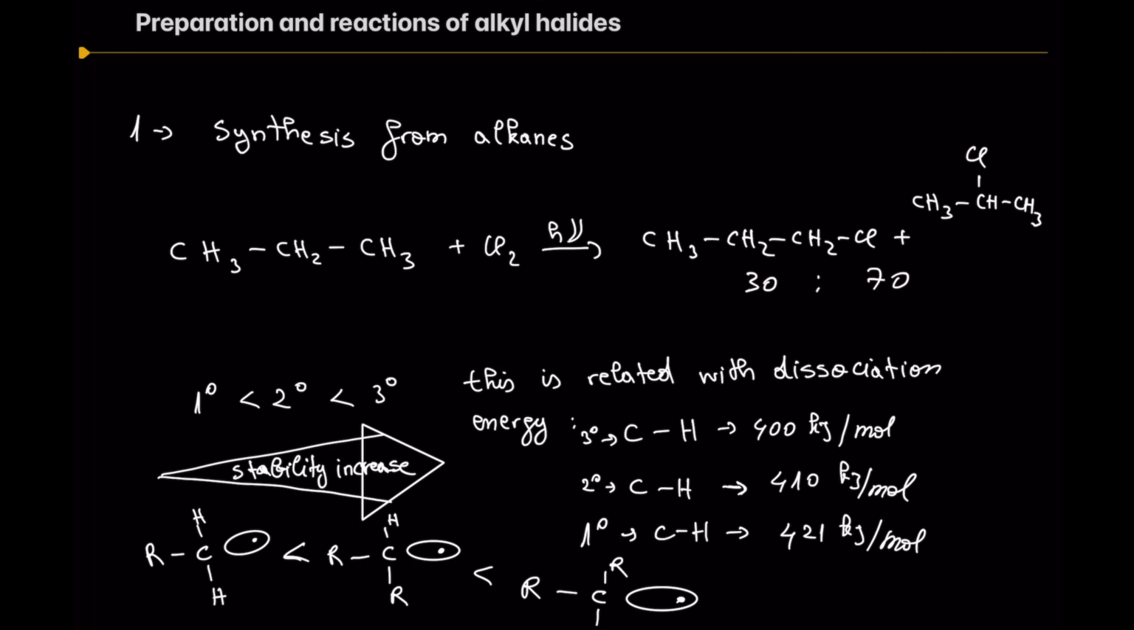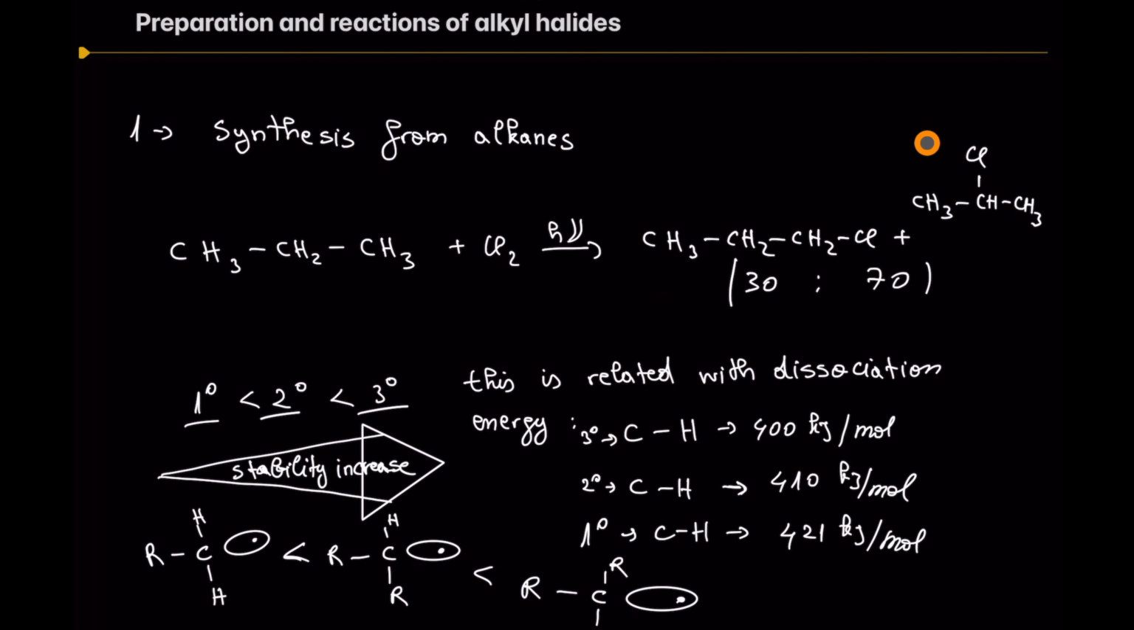products in a ratio of 30 to 70%. Why? Because primary radicals are less stable than secondary and secondary are less stable than tertiary, or in other words, the stability increases on this side from primary, secondary to tertiary. Hydrogens. This is related to dissociation energy, because a tertiary hydrogen has a lower dissociation energy compared to the secondary hydrogen, which is even higher, and primary is even higher than secondary.